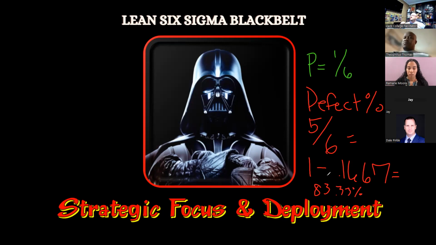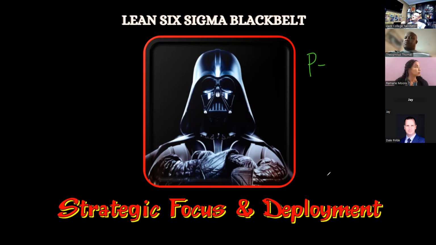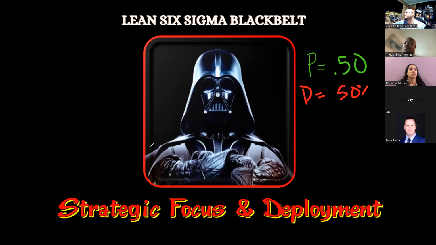So that's the same thing as saying, okay, if I flip a coin, 50% or 0.5, my yield or defect percentage is going to be the same way, going to be 50%. So as we're looking at that, understanding those basic mathematical components going into this.